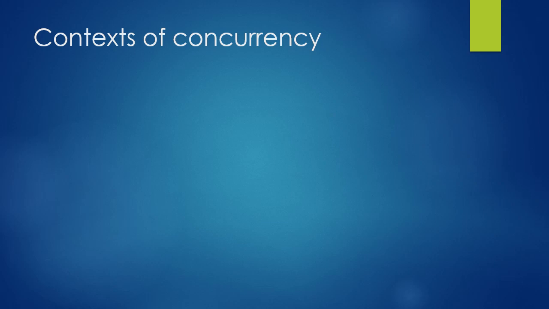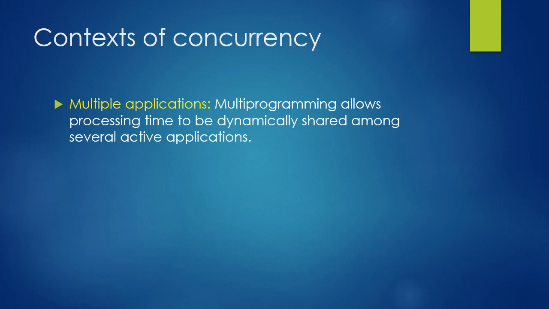Concurrency arises in three different contexts, or in simple words, three different scenarios lead to some form of overlapping of events. Multiple applications. Multiprogramming allows processing time to be dynamically shared among several active applications. When one application is running on the processor, another application's requested I/O transfer is taking place. As I have said to you before, the CPU burst of one application overlaps the I/O burst of another application.